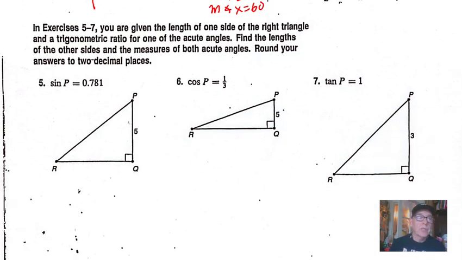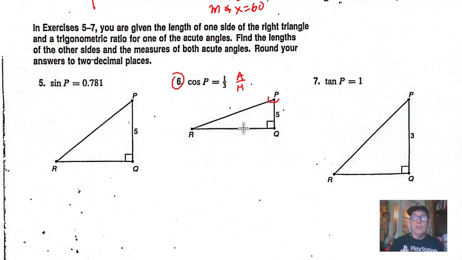Let's look at number 6. Here they're telling us that the cosine of p is 1/3. Now, cosine is adjacent over hypotenuse. So the ratio of the adjacent side, and here's angle p, so there's a 1:3 ratio of adjacent over hypotenuse in this triangle is what they're telling us.